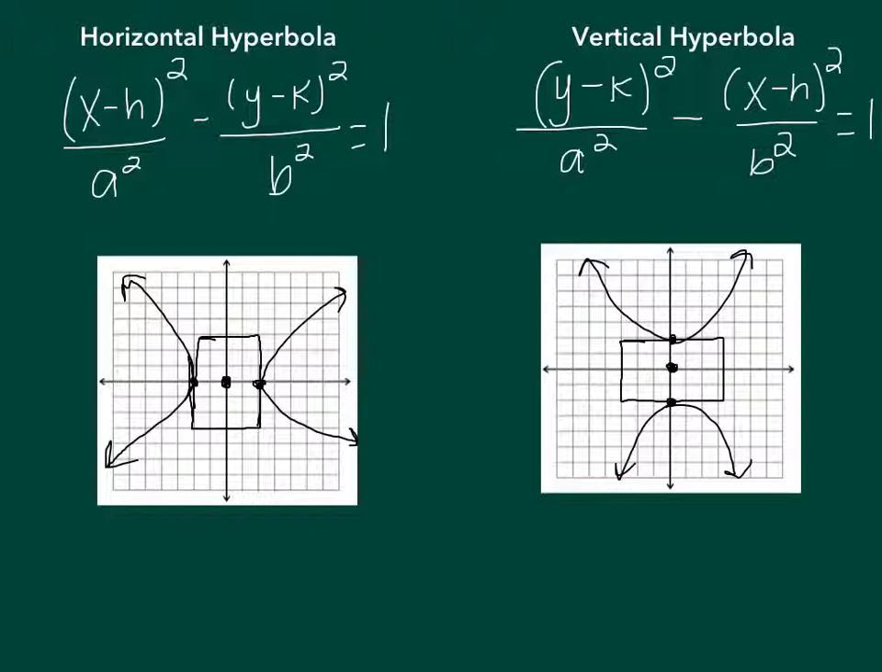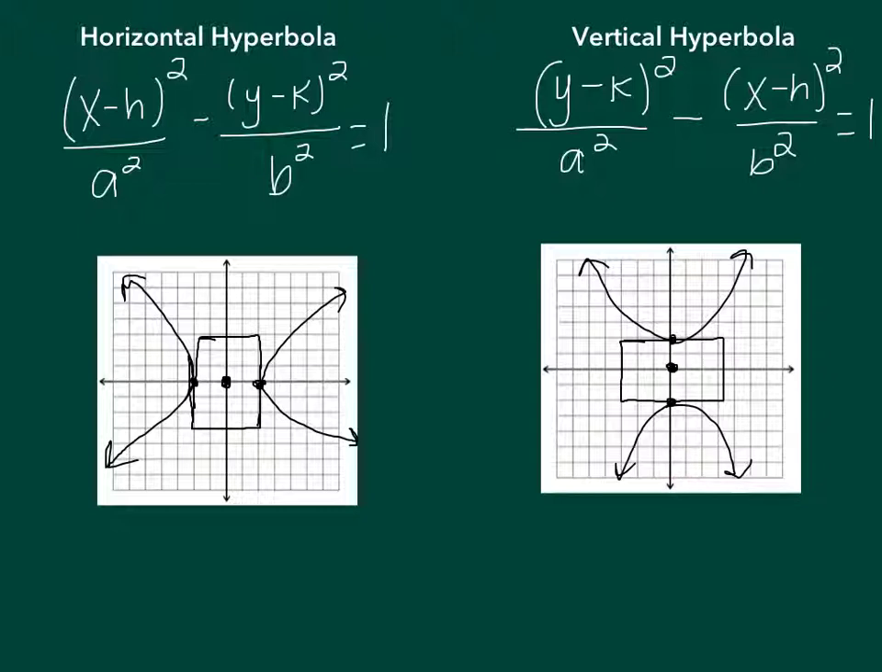This is a horizontal hyperbola. You've got your x as your positive term. The x comes first, so it means it's going to be horizontal. It's going to run along the x-axis. Your vertical hyperbola has the y coming first, and it runs up and down the y-axis.